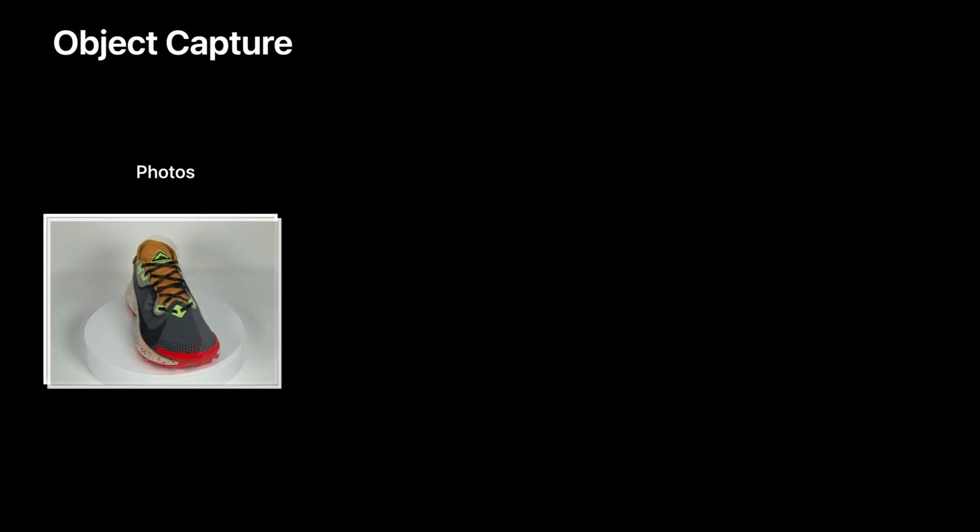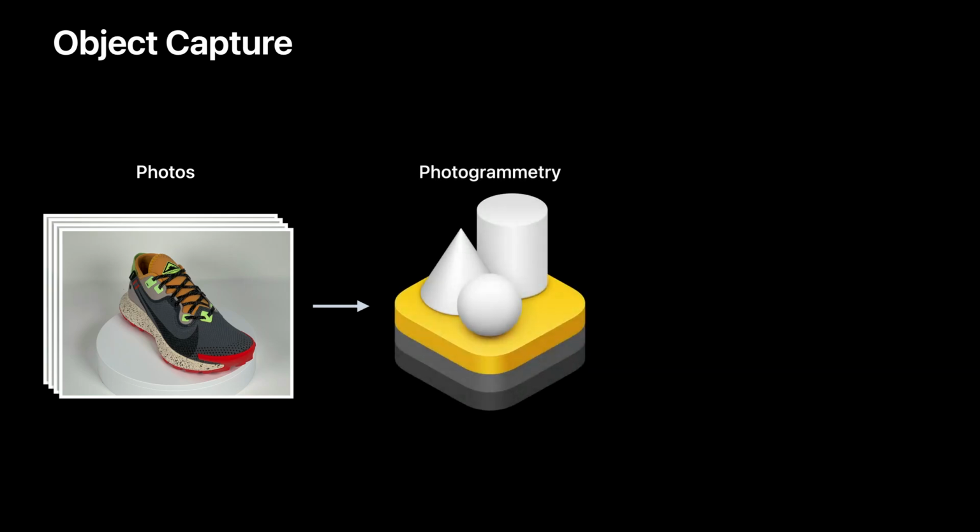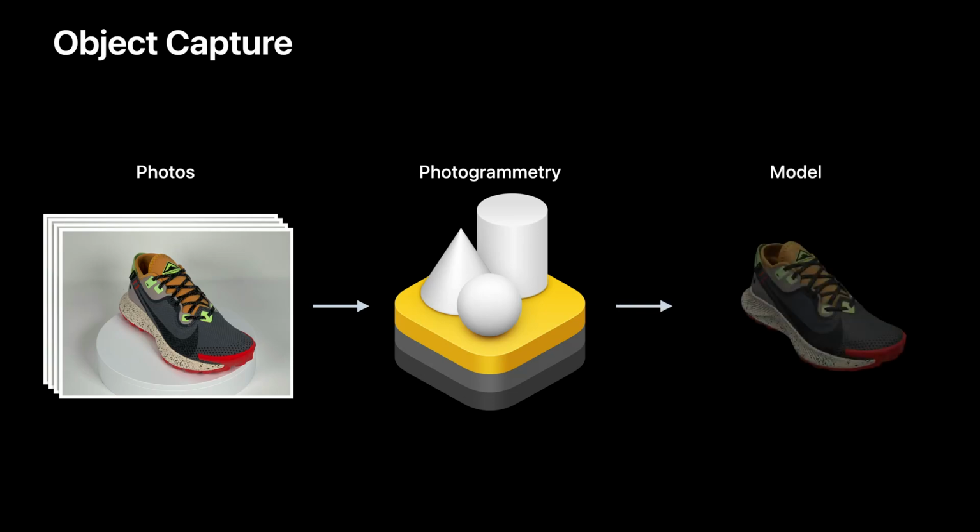Object Capture is a computer vision technology that you can leverage to easily turn images of real-world objects into detailed 3D models. You begin by taking photos of your object from various angles with an iPhone, iPad, or DSLR. Then, you copy those photos to a Mac which supports Object Capture. Using the Photogrammetry API, RealityKit can transform your photos into a 3D model in just a few minutes.